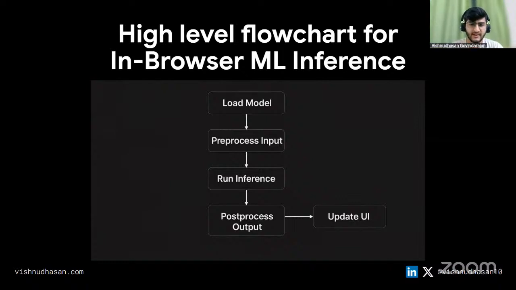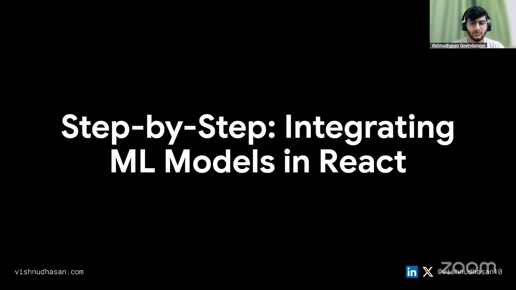This is where the machine learning magic usually happens. Once we get the output, we modify the data in the way we want, do some post-processing, and render that in the UI. So this is how machine learning inference works in the browser. We will see how we can do that in React.